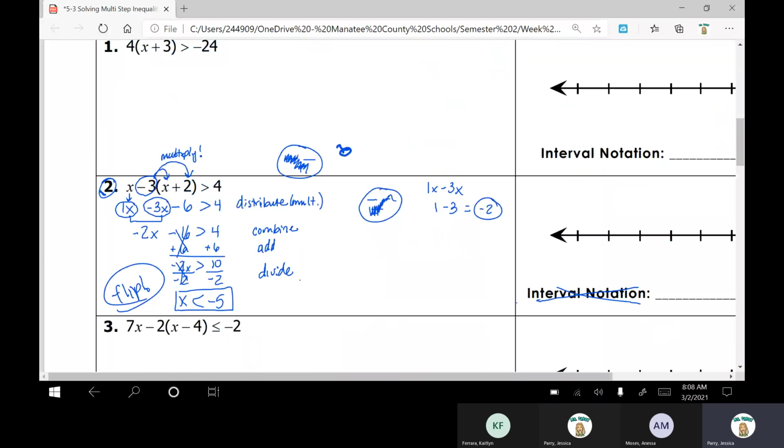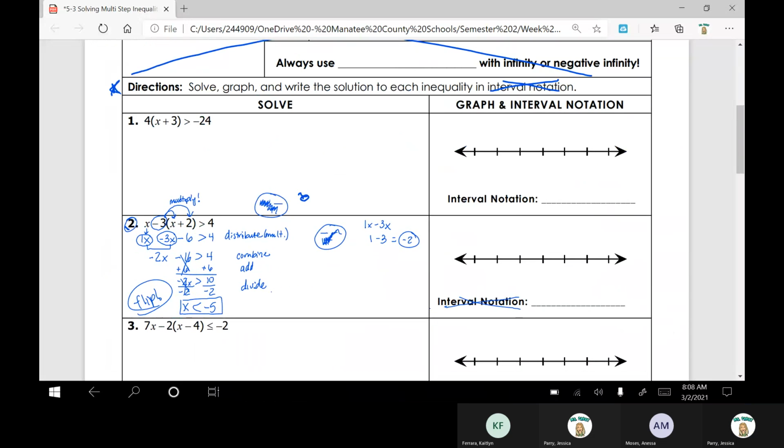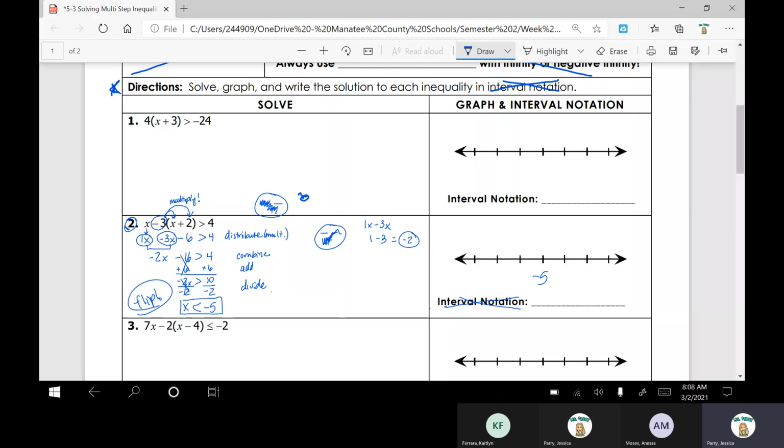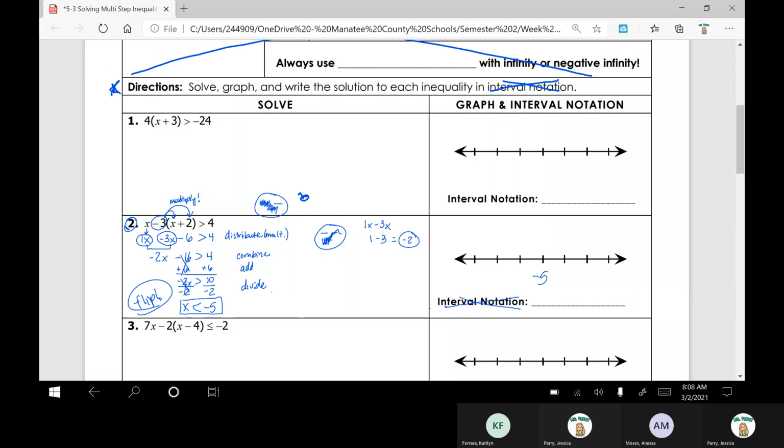So let's quickly go ahead and go through that. And on this number line, there's a bunch of little ticks on there. I only really want you to write down the super important number. And for this one, it's a -5. You can just put that in the middle there. And then we're going to do our dot and our shading.